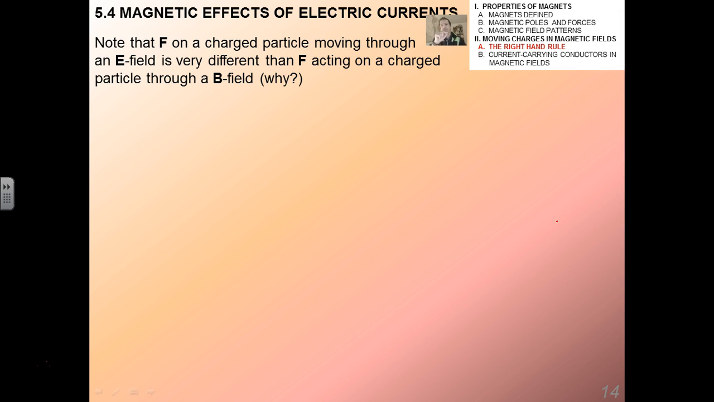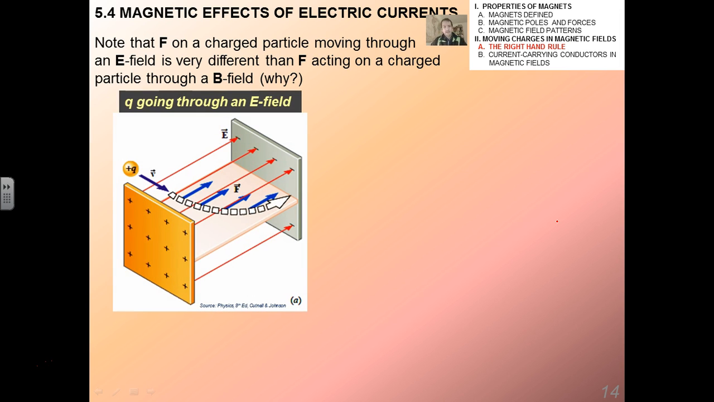We just did that example where we had the positive and negative plates in the B field, and we saw how you'd have to orient those plates in order for the charge to not be deflected, okay? This is so cool, and it's so important that you understand this difference, okay?